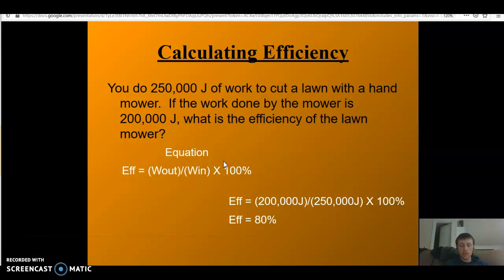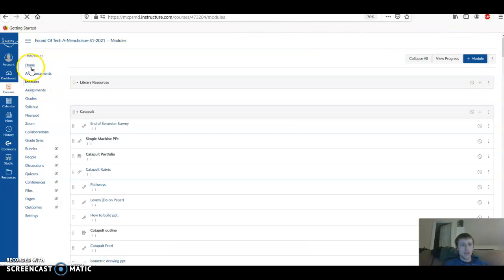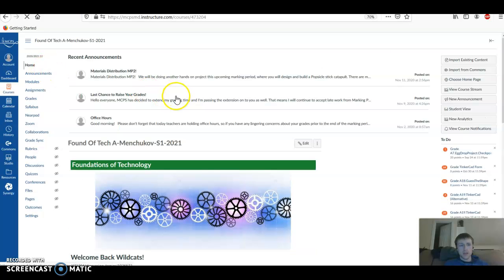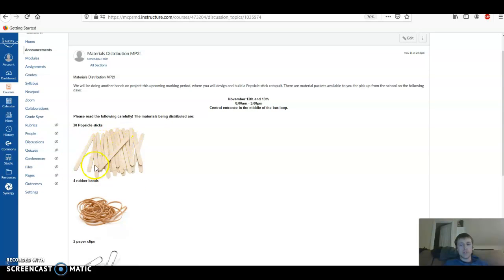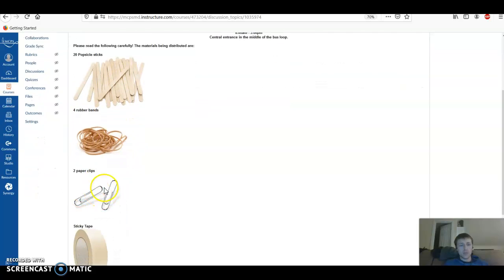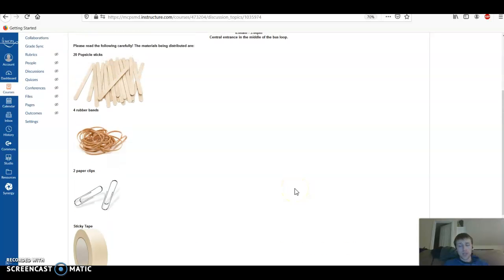Have a fantastic weekend. If you did not get a chance to pick up materials, don't forget that there is a hands-on project coming up, and you do need to have the following things to participate: 20 popsicle sticks, 4 rubber bands, and 2 paper clips, as well as some sticky tape. If you can acquire these items on your own, great, go for it. You'll need them by next Friday. If you want to pick them up from the school, the last time to do that was today, so you missed it. You can contact me and we can set up an alternate time for next week.